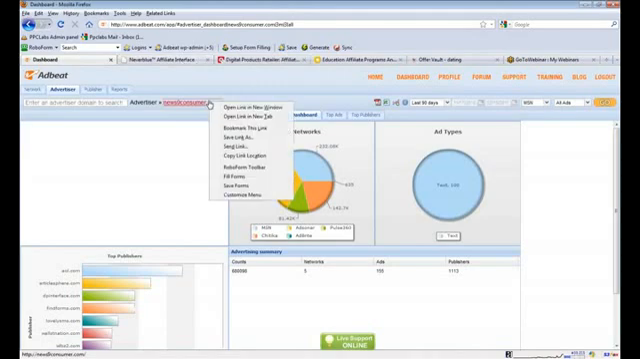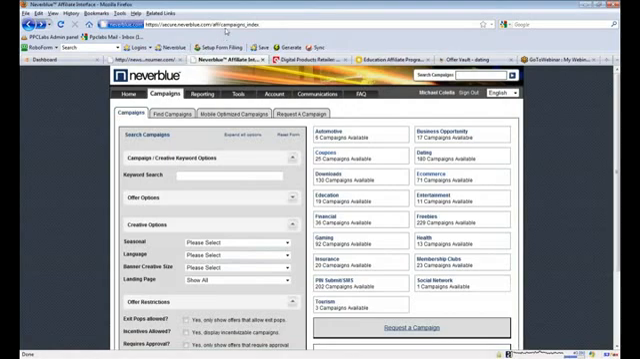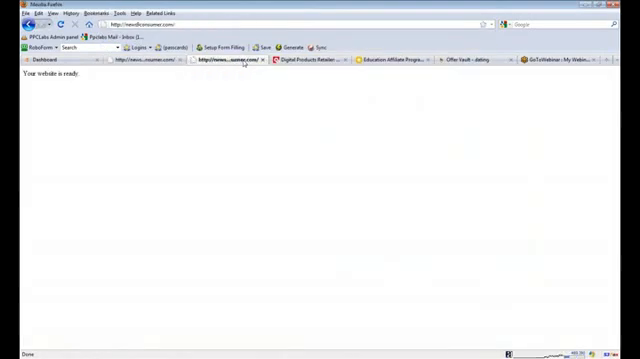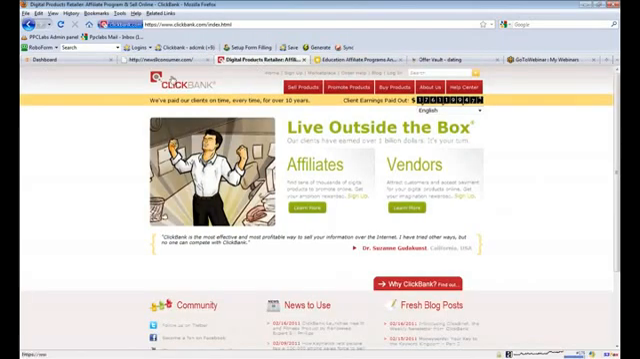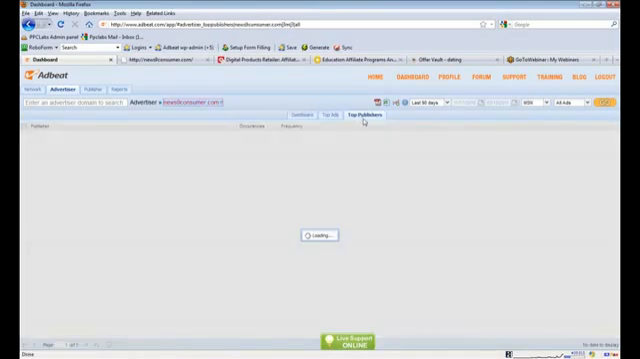Looks like they may have blocked it. Yeah, this particular advertiser has blocked direct navigation. So you have to be a little sneakier to find out what they're doing. And you'd basically need to look at the top publishers that they're running on.